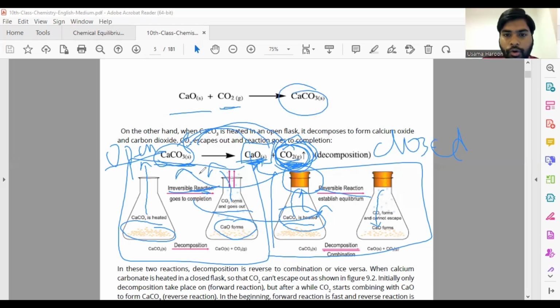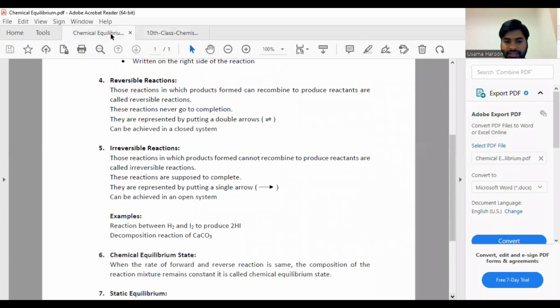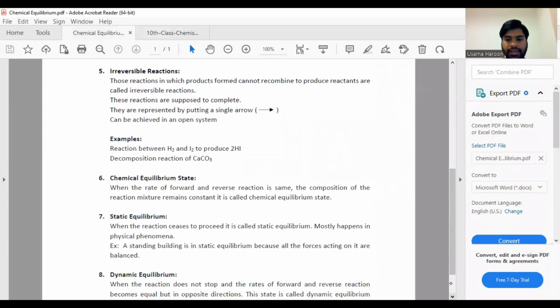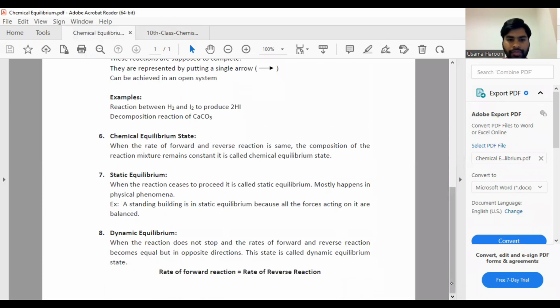So now let's move on. I hope there will be no issues in reversible and irreversible reactions. So let's move on toward the final two definitions, and let's just close out this lesson. And inshallah, in the next lesson, we will start from the next topic. So the first one is: what is a chemical equilibrium state?